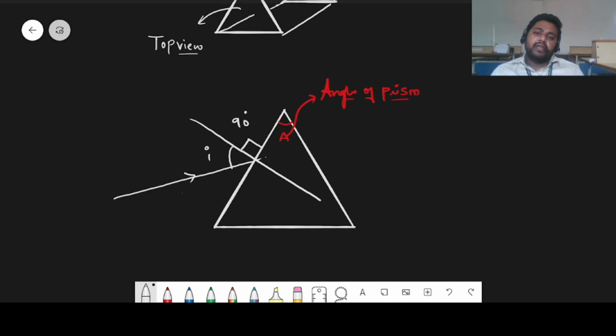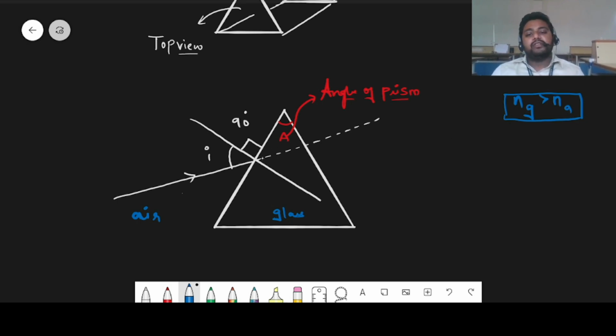Instead of the light ray going in this direction, it will bend towards the normal. Why is it bending towards the normal? This is your air medium, this is your glass. Obviously you know the refractive index of glass is greater than the refractive index of air, right? When a light ray is moving from a denser medium to a rarer medium, it will move away from the normal. When it is moving from rarer to denser, it will move towards the normal. So this is the path in which the light ray will go and strike this surface.